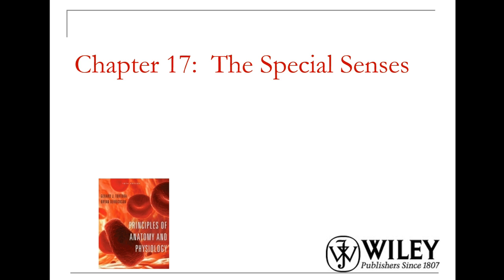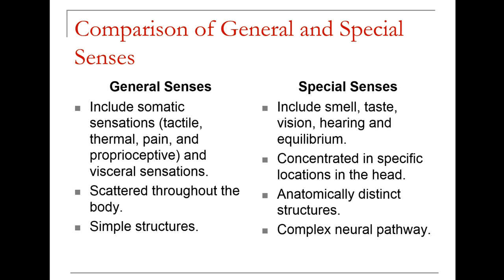So the special senses are a little bit different than the general senses, and we've already talked about some of the differences between the general senses and the special senses, but let's review them in two little columns. So your general senses included your somatic sensations. So that was stuff like the sense of touch or tactile, temperature, thermal, pain, proprioception, and all of those visceral sensations. So they're scattered throughout the body. They're not focused in one specific area.